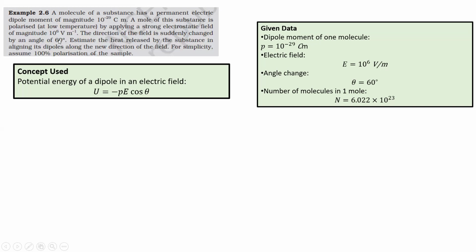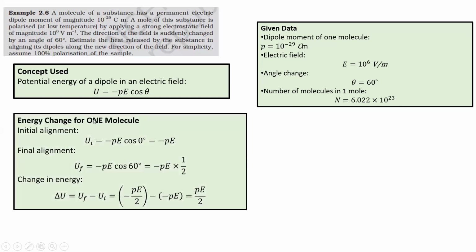What was the original direction? The original direction is with the field, that is theta equal to 0. And now it is changed to 60 degrees. Even though it is not mentioned in the question, you should understand the original value is theta equal to 0. Now it has changed to theta equal to 60. Then how many moles taken? 1 mole. How many molecules are there in 1 mole? That is Avogadro number, right? So the number of molecules in 1 mole, N equal to 6.022 into 10 to the power 23.